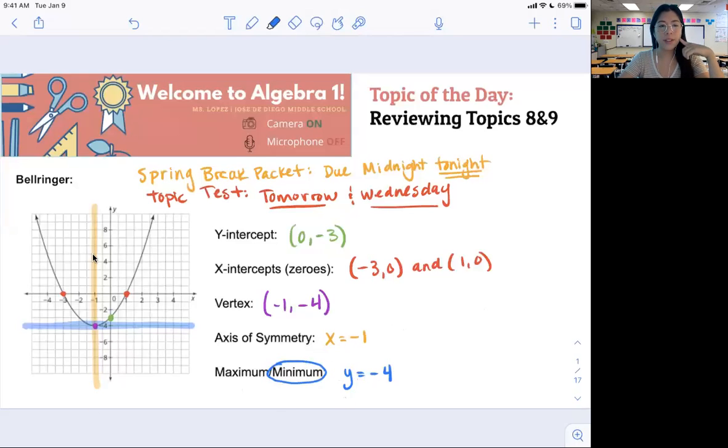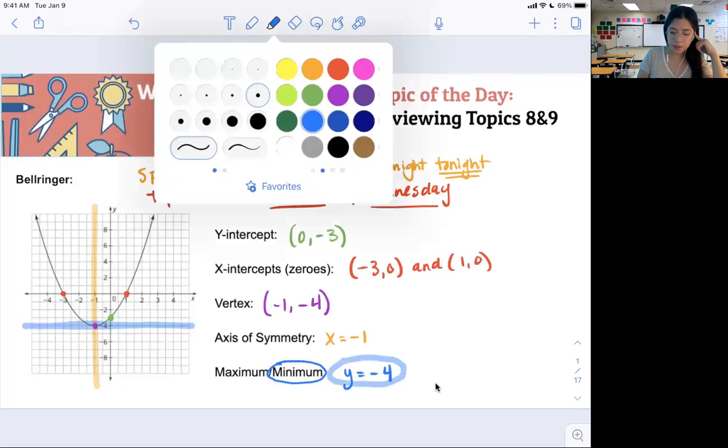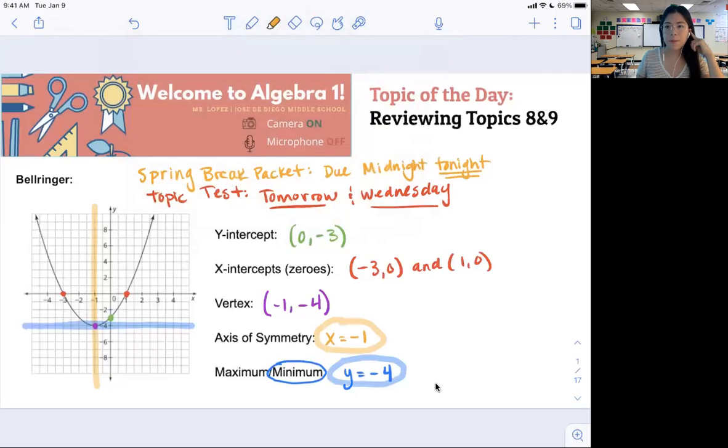The other way you can remember it is if you actually draw the axis of symmetry, right? Look at my orange line. My orange line passes through the -1 on the x-axis. If you look at my blue line, the blue line passes through the -4 on the y-axis. So if you forget which one it is, it might be really helpful to actually draw it. And then someone's asking for the minimum, you don't have to write the full coordinate point. No, for the minimum, you just write the y value. For the axis of symmetry, you just write the x value. All right, any other questions on that?